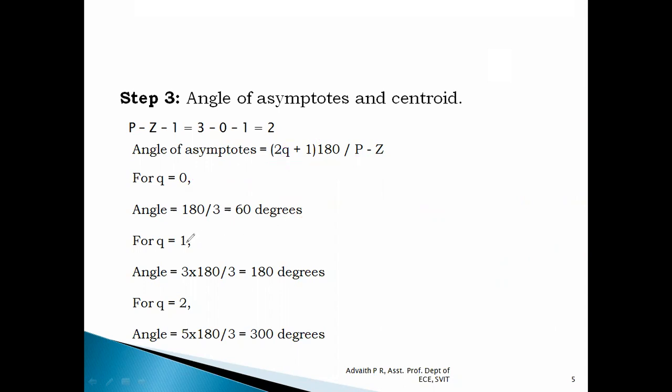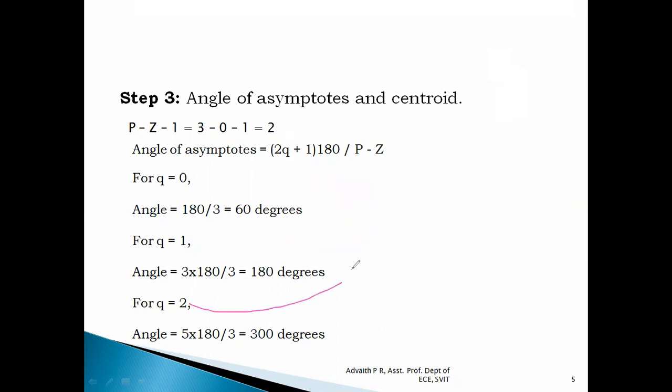Similarly, let us substitute for q equal to 1. So when q is equal to 1, 2 into 1 is 2, 2 plus 1 is 3. So 3 into 180 divided by p minus z, 3 minus 0 is 3. This 3 and this 3 get cancelled. So the value which we get is 180 degrees. So this is angle of asymptote 2.